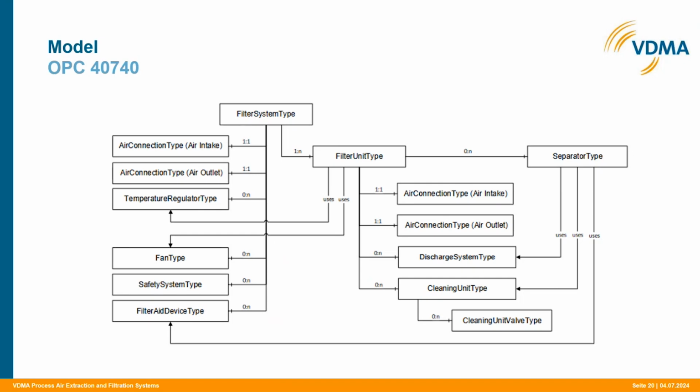I showed the example of this redundant filter device, a filter system that consisted of 2 filter units. Each one of those filter units had its own fan. They had a separator, and each one of those separators had its own discharge system and cleaning system that was connected to this separator. So this users relation is used as a way for the human to detect which separators are connected to which discharge systems or cleaning units, and on the other hand, which filter unit is connected to which fan.